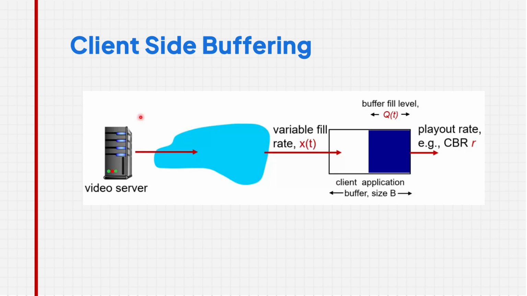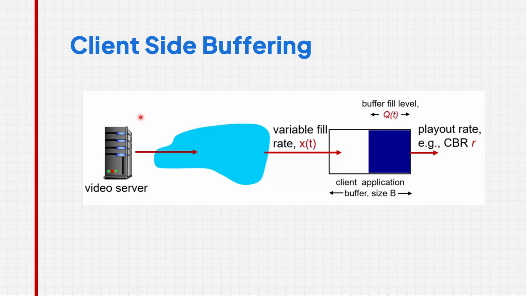Lag, exactly. So when the variable fill rate is less than the playout rate, there's some kind of deficit inside the buffer. So this will constantly go small, small, small until the buffer becomes empty, because your fill rate is much slower than the playout rate. In that case, when the buffer is empty, then lag will happen.